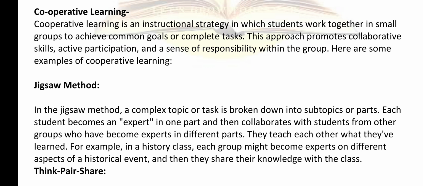So if your topic is global warming, in the jigsaw method what you will do is that from global warming you will ask one student to take up the definition of global warming, another student to study the effects of global warming, another student to take up the causes of global warming, then another student to take up the strategies of what we can do in order to solve the problem of global warming.